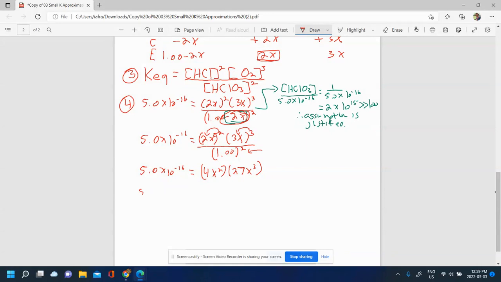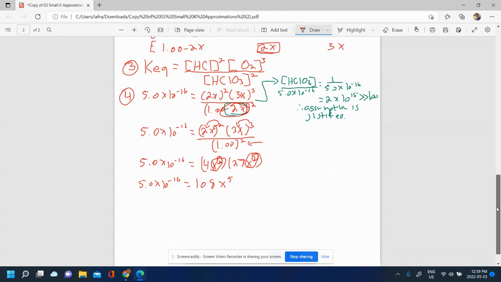I'll clean up a little bit more, so I'll do 5.0 times 10 to the power of negative 16 is equal to, so you just have to be careful when you're doing your math. You can use a calculator if you need to, if you feel comfortable. So 4 times 27 gives you 108. And then what's x squared times x cubed? Let's remember our exponent rules when multiplying: you add the exponents, so 2 and 3. So 108x to the power of 5 there.